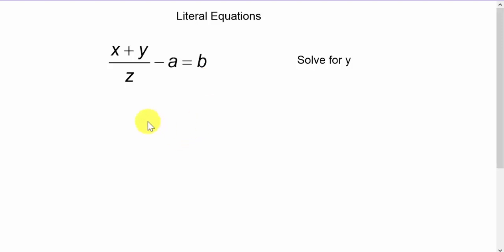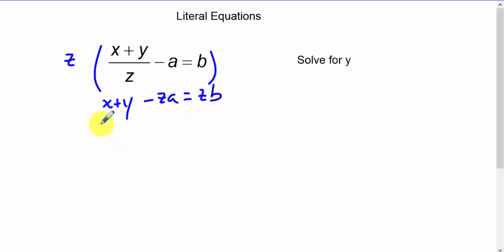If you'd like, you can do as we did in our regular equations and get rid of that denominator right off the bat, which I'm going to do. So I get rid of z by multiplying it to every term. I have x plus y minus za equals zb. And then I'm going to bring the za over. So I get x plus y equals zb plus za.